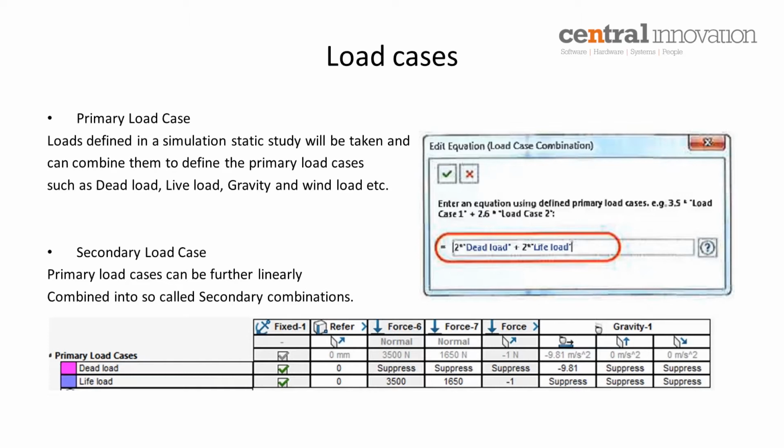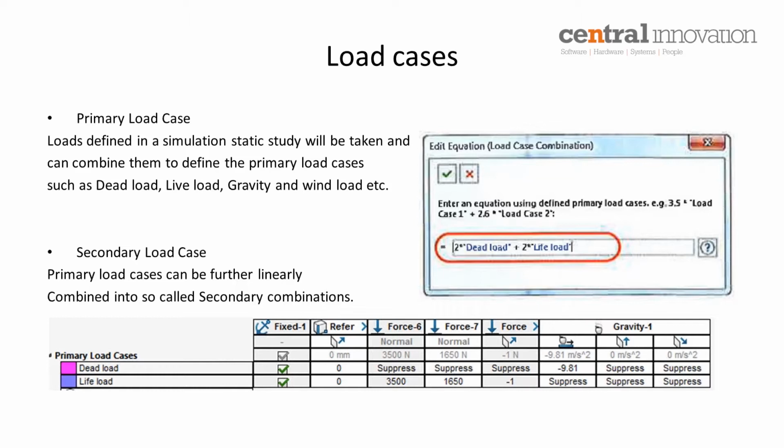I just wanted to highlight here how the primary load case looks and how the secondary combination looks. Primary load cases can be created from the initial condition. You can see in the screenshot below, which is like a table, the first and second rows are grayed out. Those are the initial conditions, which are defined inside our simulation static study. We can use that initial condition and create different combinations or scenarios from the primary load cases.